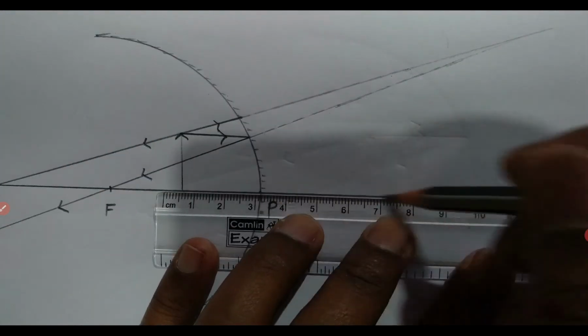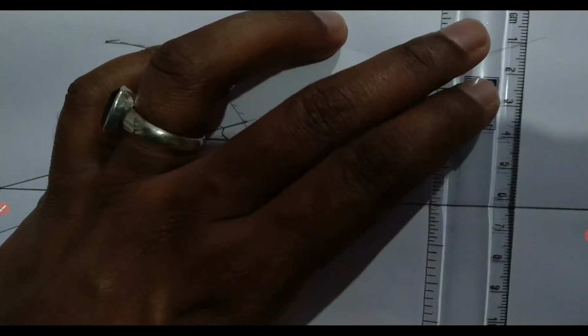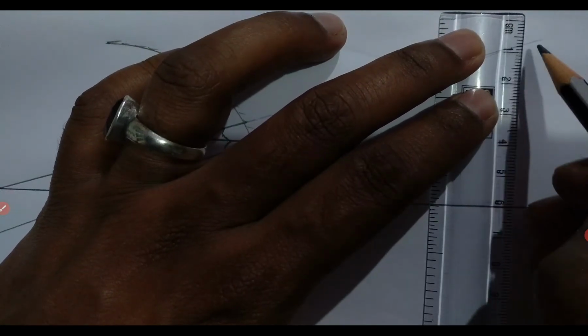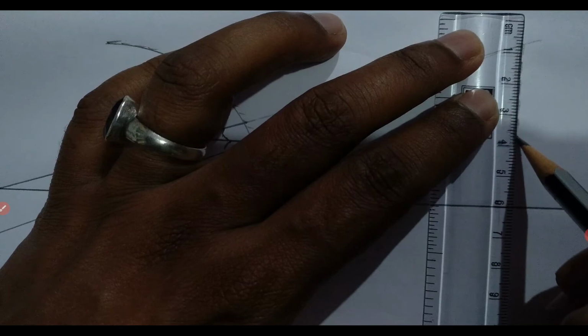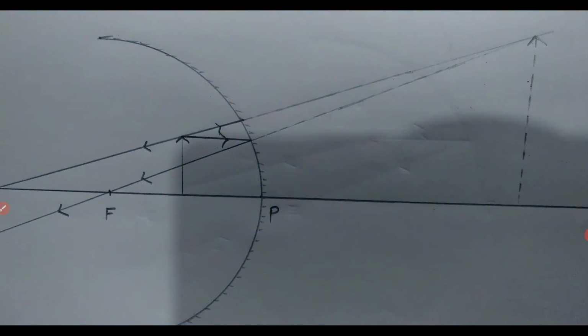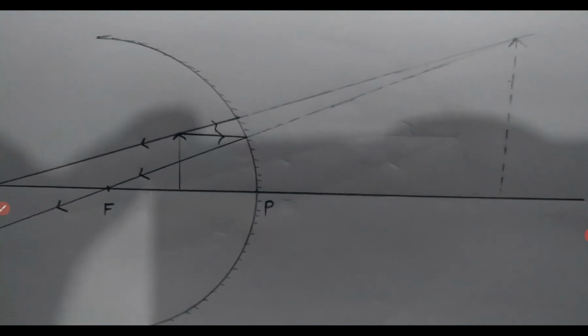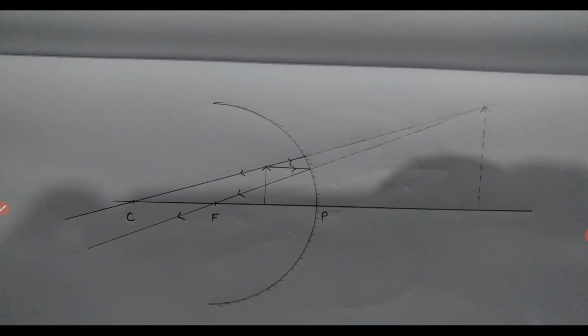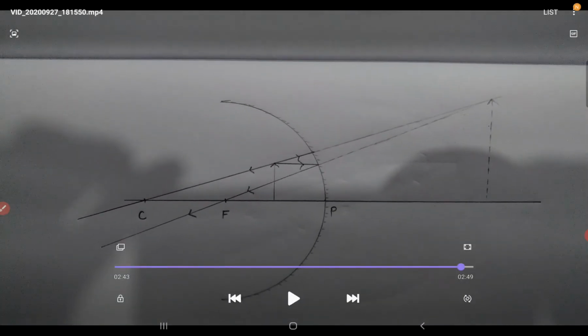So I have extended my principal axis and I am drawing the image. I got one image behind the mirror. Let me zoom out a bit. Okay, so I hope it is clear now. Let me focus it. Right, so this is the figure here.